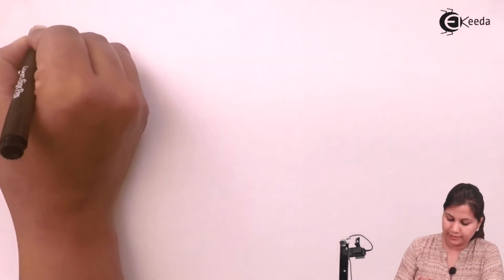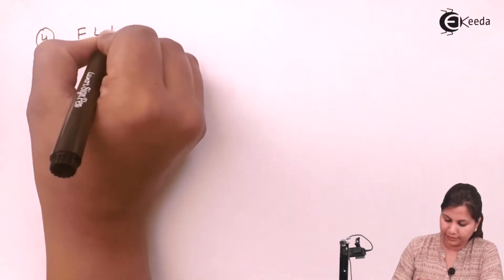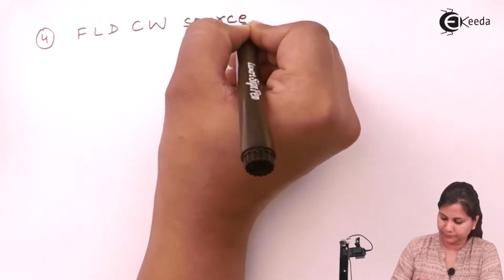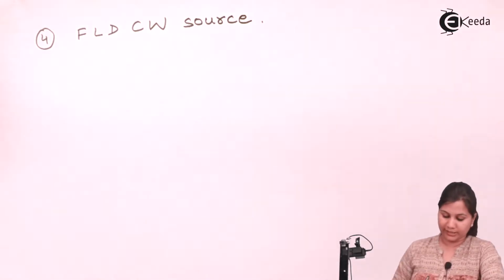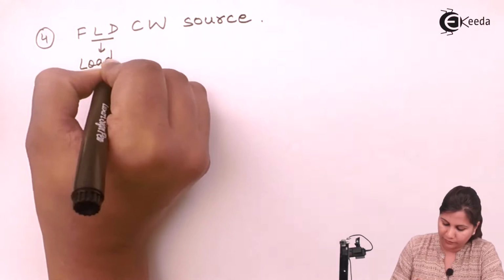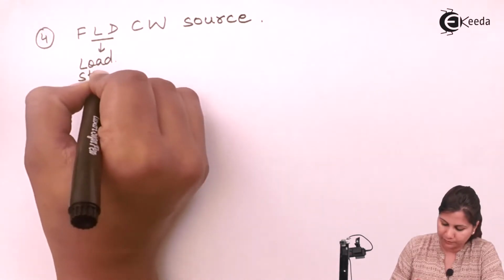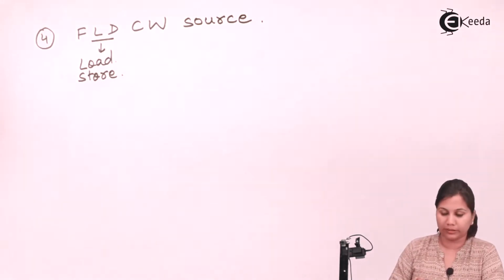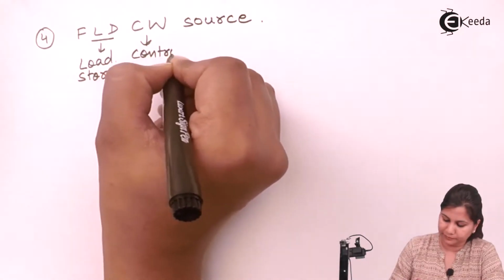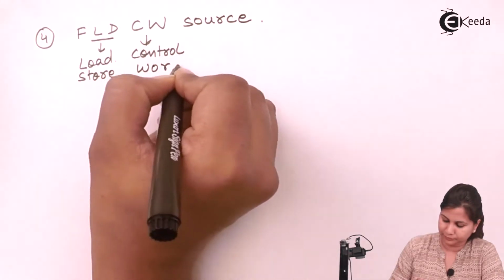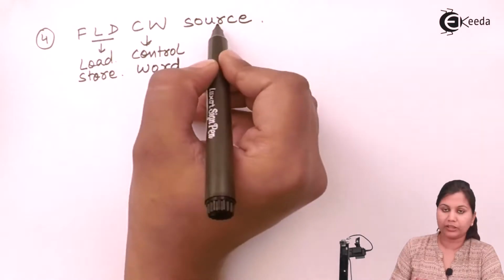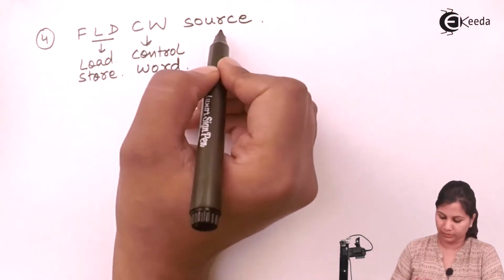The next instruction is FLDCW source. In this instruction, LD is for loading, or we can say store, and CW is for the control word. So this instruction is going to load the control word from the source location.